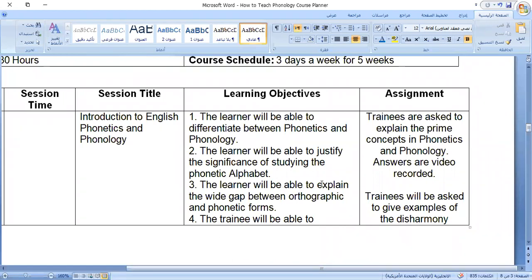The learner will be able to explain the wide gap between orthographic and phonetic forms. Orthographic writing and phonetic forms, the International Phonetic Alphabet, the sounds, the phonemes, okay? As we said, the same sound may be written in different ways, in different letters. It's one sound, but it may be written in different words. And the same letter may be pronounced in different sounds, okay?